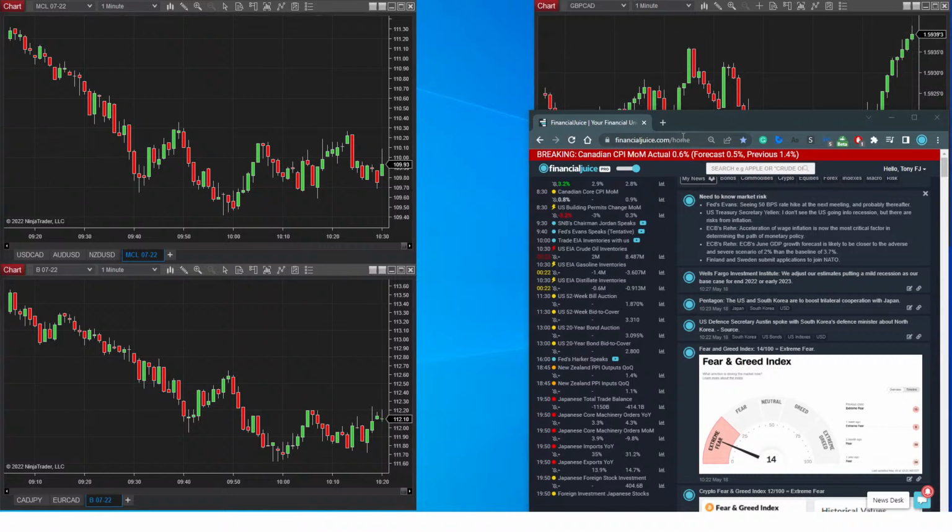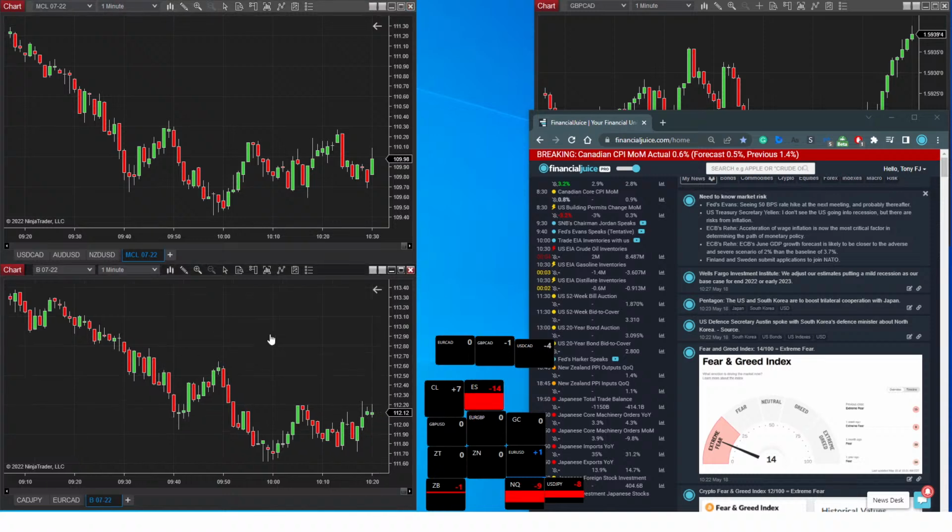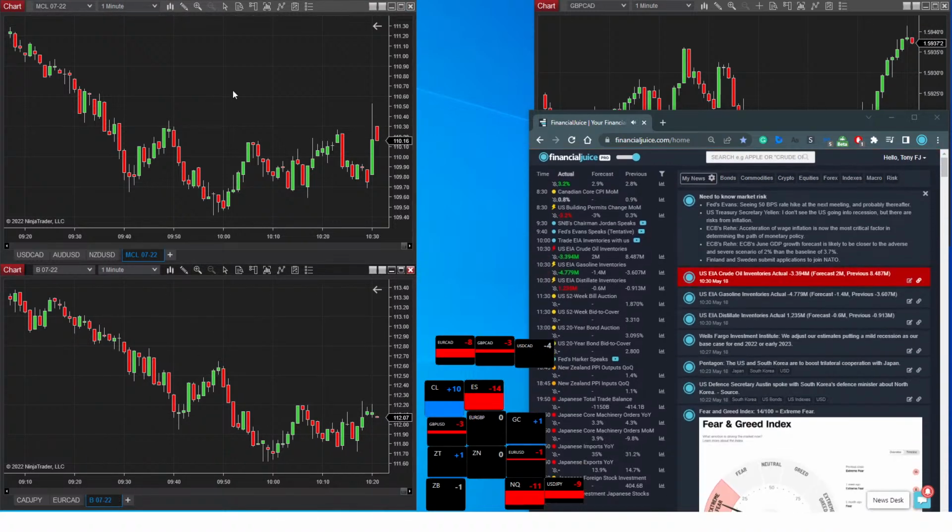So as seen before, if we see that there is an overall build in inventories data, we'd expect some move towards the downside on WTI. Okay, go. So a draw, showing minus 3.394 million.